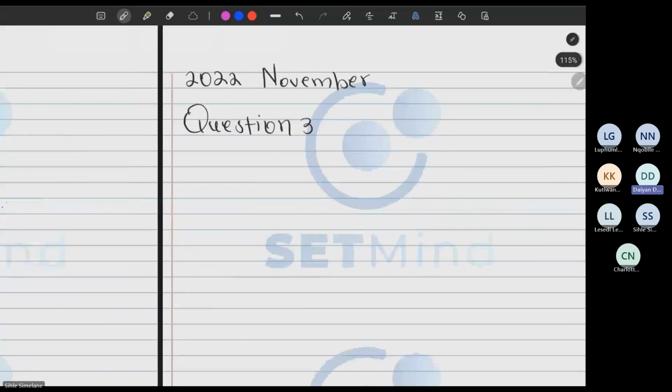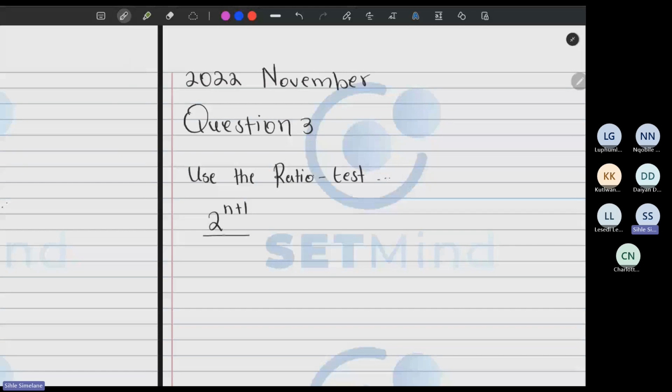They said use the ratio test to determine whether the series converges or diverges. The thing they gave was 2 to the power n plus 1, divided by n times 3 to the power n minus 1, like that. They didn't put brackets, they just put a dot for the multiplication at the bottom. But no problem.